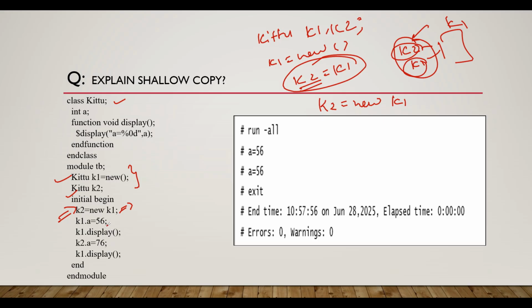Here you can see we are making a change through k1.a is equal to 56, and after that we are displaying. Our expected value should be 56, and after that we are making changes through the k2 handle. We make a to 76, and after that we are displaying k1. We haven't made changes in k1, so the value of a will remain 56 only. Here you can see that in the compiler I have simulated that code and we are getting 56 56, because a separate copy for k2 has been created. But if we are doing a normal object assignment, no separate copy is created and you will get the overridden value.